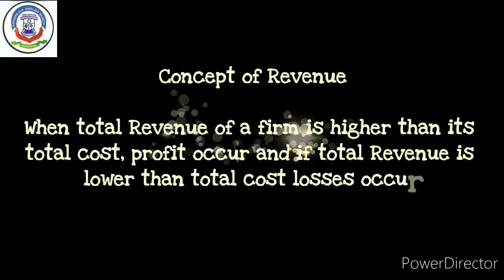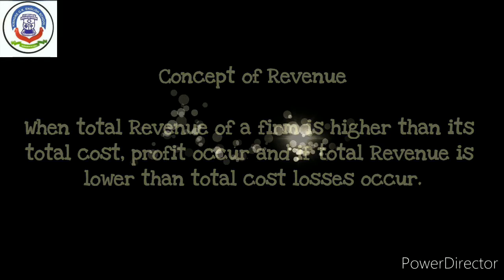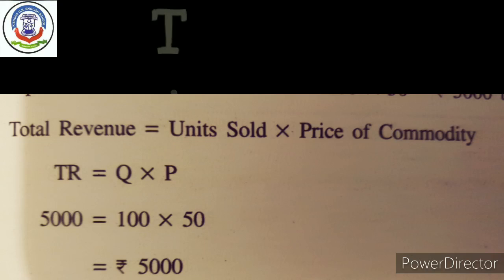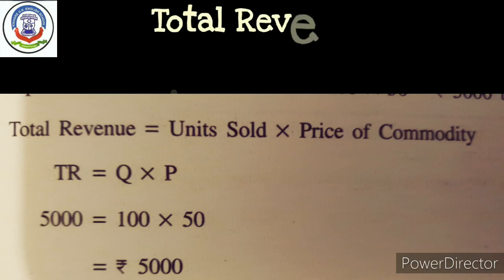When the total revenue of a firm is higher than its total cost, profits occur. And if total revenue is lower than total cost, losses occur. Total revenue: money received by a firm by selling the produced units is called revenue. The total income received by a firm from selling is called total revenue. This income is known as total revenue or sale revenue.